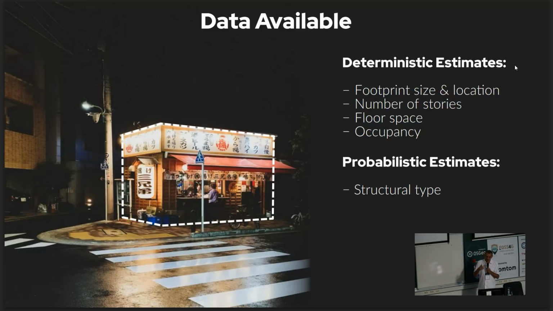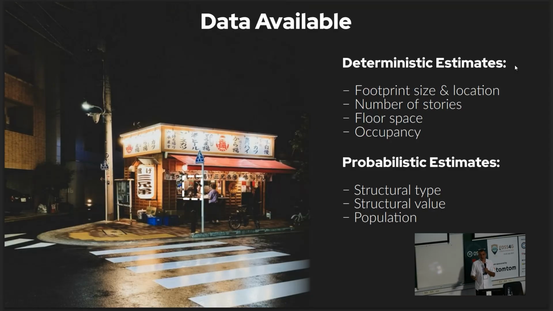And then what we do is we take all of this data that we know deterministically about the building, and then we try to figure out to which of these different building types that are present in that region it matches. So we give probabilistic estimates of what kind of structural type this is, what is the structural value or reconstruction value of a building should it be destroyed in a natural catastrophe, about the population, which then is scaled with the size, the floor space of the building and its use.